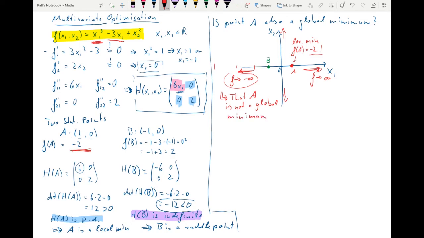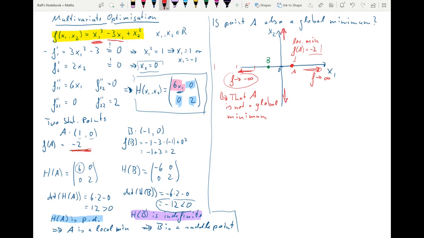So in fact, this function has neither a global minimum nor a global maximum. They would have to be found amongst our stationarity points. We didn't even find a local maximum, so there was clearly no global maximum. We found a local minimum, but we just established that this local minimum is only a local minimum, not a global minimum.